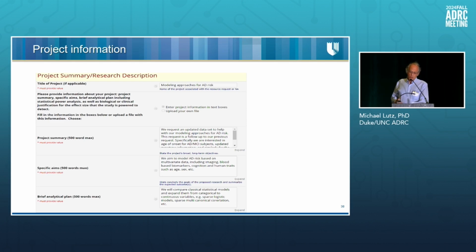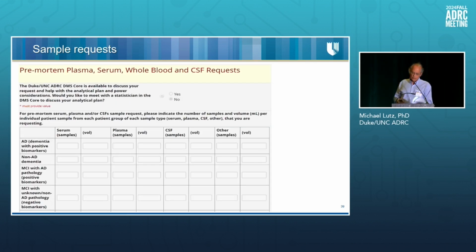Project information is typical for what the investigator likely put together as a research proposal for a grant: summary, aims, analytical plan. We give the investigator the option to upload a file with information or to fill in text boxes. The project information helps the reviewer in each core evaluate the request.